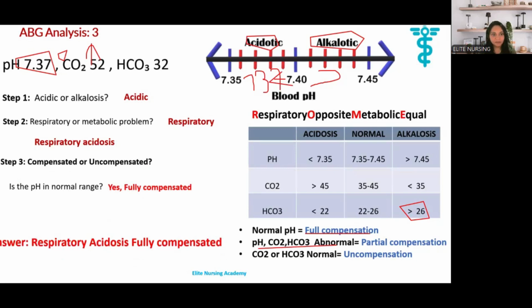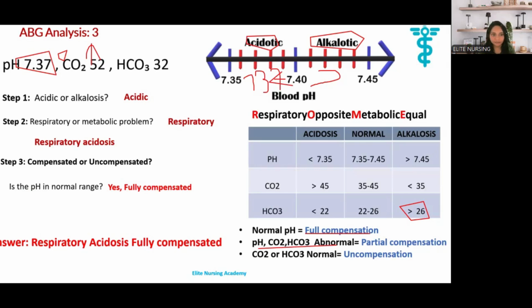Remember guys, when you see CO2, think about respiratory. HCO3, metabolic. Compare that with pH. If pH and CO2 are going in opposite directions, if pH is high and CO2 is low, then that is a respiratory problem. If HCO3 is high and pH is also high, metabolic problem. If HCO3 is low and the pH is also low, metabolic problem. They are both going in the same direction. This is how we decide respiratory or metabolic.